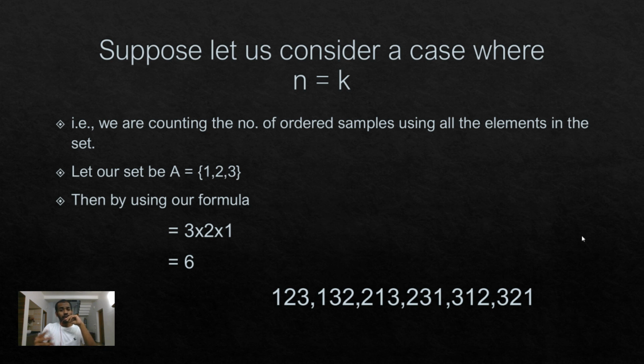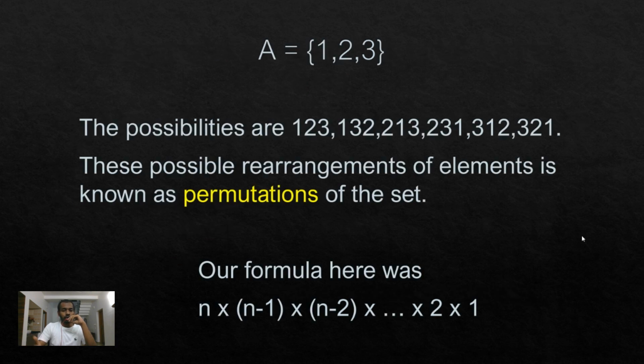So let's consider another case where n equals k. That is, we are counting the number of ordered samples using all the elements in the set. So here let our set A be the set {1, 2, 3}. Then by using our formula, which we saw in the last slide, it is 3 times 2 times 1, or 6. So the possibilities were 1 2 3, 1 3 2, 2 1 3, 2 3 1, 3 1 2, and 3 2 1. These possible rearrangements of elements are known as permutations of the set.